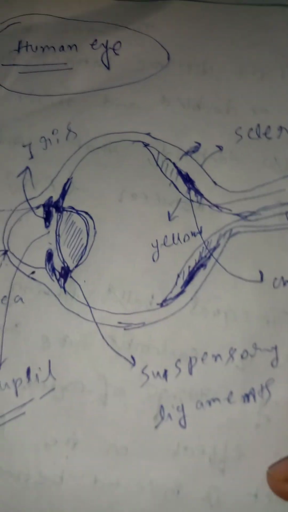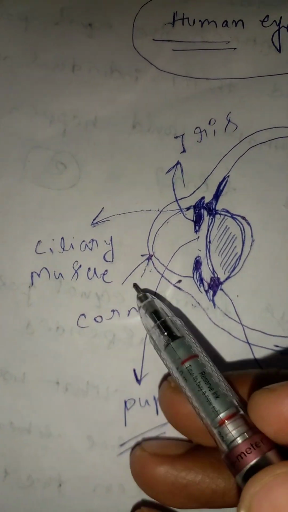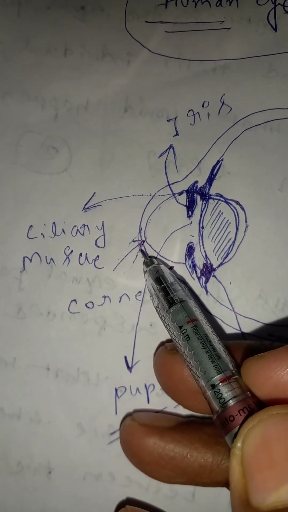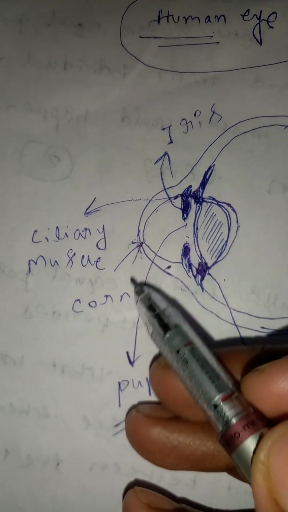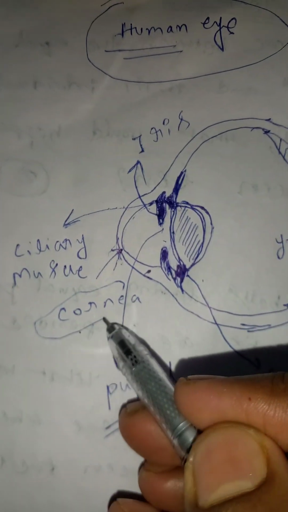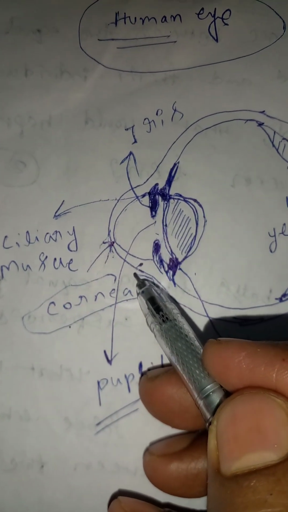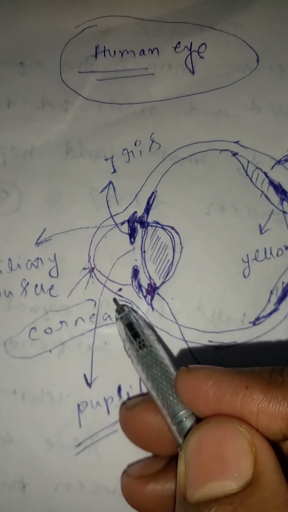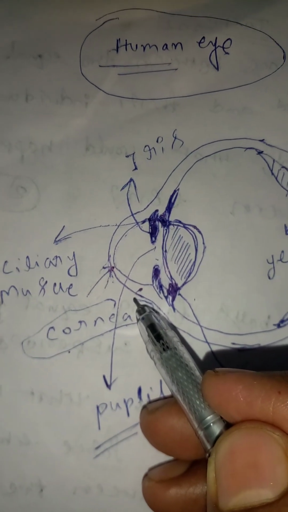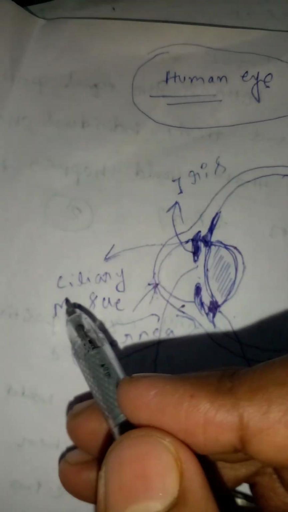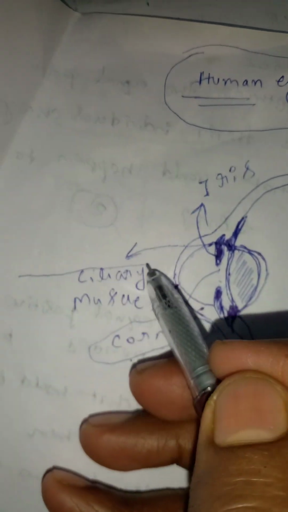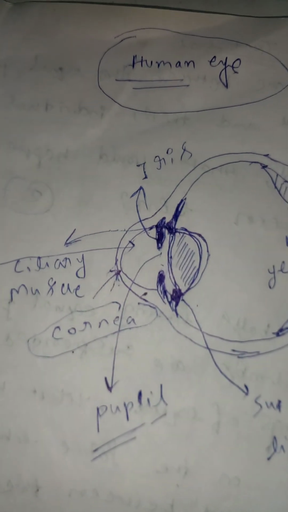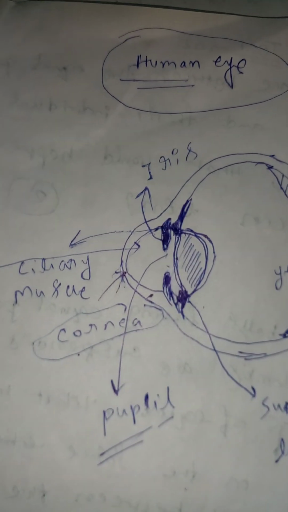Now what about all these things? Suppose this outer portion, cornea. Cornea is a transparent membrane. Now what is the work of the cornea? Through the cornea light will enter. When light rays come, light rays will enter through the cornea.